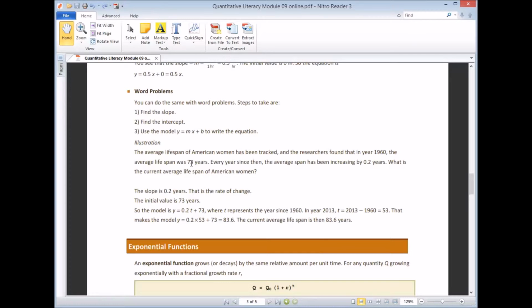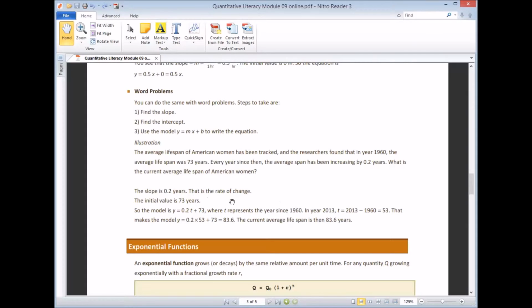So plug in these two, and then I use the t as my variable to represent time. So in this case, y is equal to 0.2t plus 73. So here, let's say in year 2013, the difference between year 2013 and 1960 is 53 years. So that's a 53-year span. So that means plug in 53 where the t is.